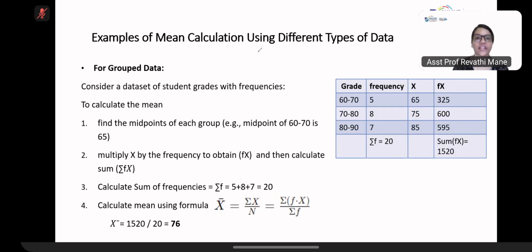Mean calculations for discrete data, continuous data and group data.